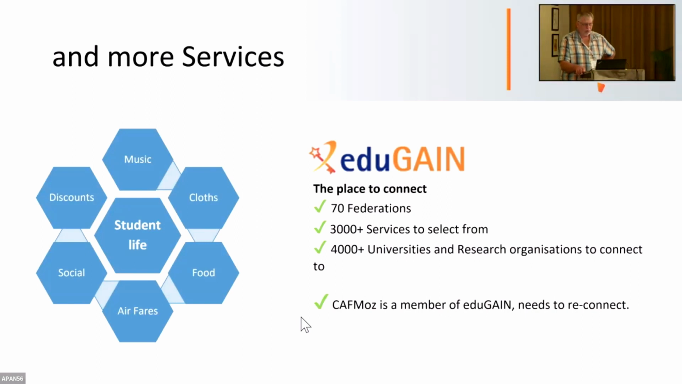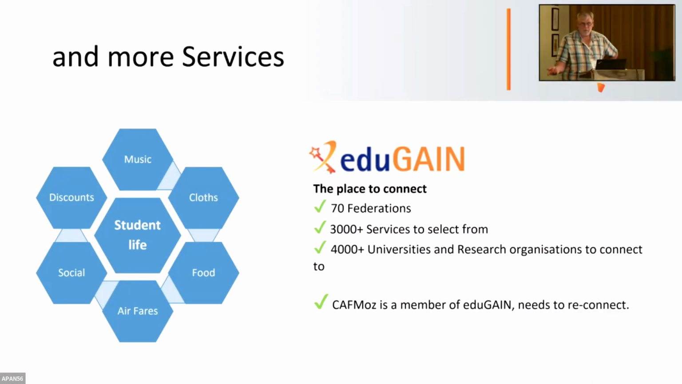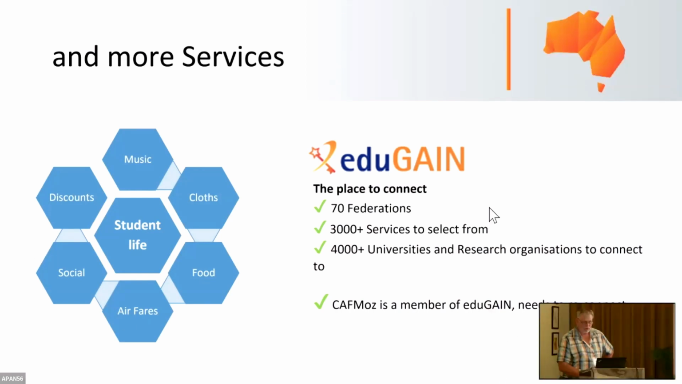More services. We've got student life services, access to cheap music, clothing, food, airfares, etc. We actually in Australia provide a thing called Verified, which is a simple service which says, are you a student? And it says yes or no. And a service provider can use that to make a decision if the person is entitled to get a discount on various activities. And the universities and students like this service because it means they pay less. It gives students an opportunity to save some money while they're actually studying at the university. We've also got eduGAIN, which is connecting 70 federations, over 3,000 services, and many more identities to be shared amongst researchers globally.